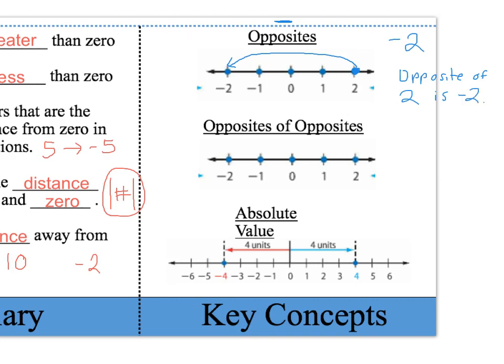Our second key concept says opposites of opposites. So once again, whenever I see that word opposite, I'm going to think of a negative sign. So I'm going to place a negative sign above that. And I see the word opposite again, so I'm going to place another negative sign there.